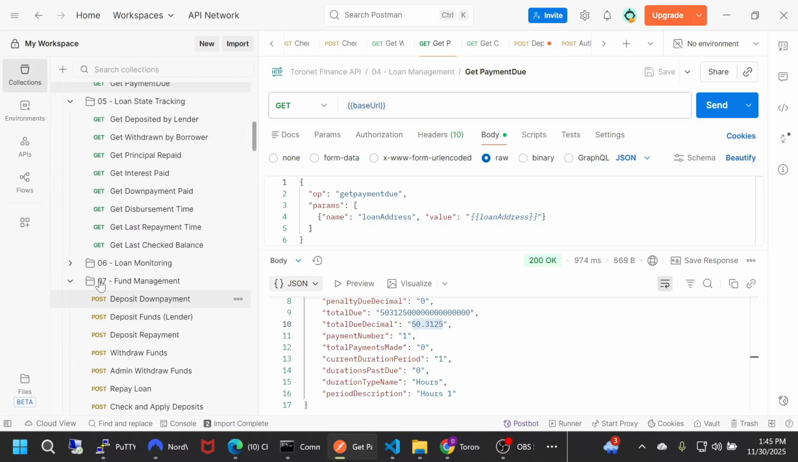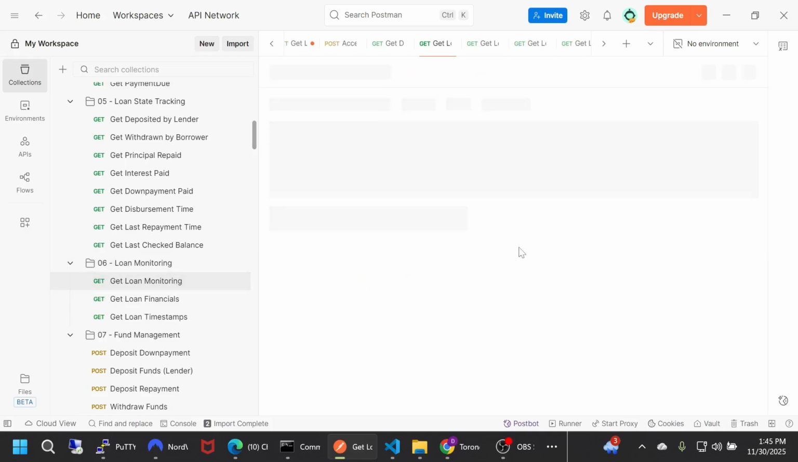We can take a look at the interest paid, principal paid, amount withdrawn by borrower, amount deposited by lender. All of that stuff should be things that can be tracked. Now, for loan monitoring, we can see all the aspects of the loan.